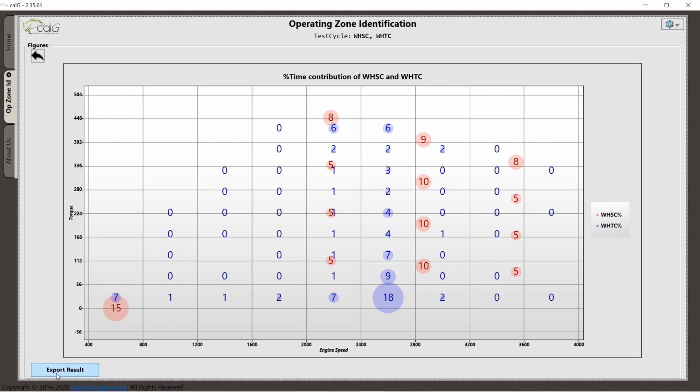Here also you can export the results and save it. This plot gives you the time contribution. So for example, when this engine is running in these conditions, 15% of time is running at this point and 8% running at this point. Let's consider these two extreme points, 15 and 8.